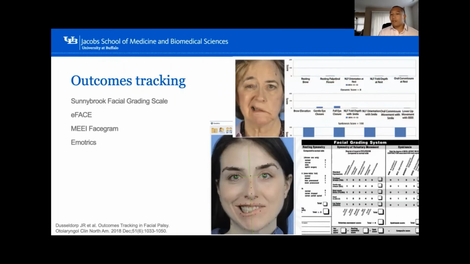There is the eFace, where it's also a visual analog scale right here, and again, graded separately. And then finally, I won't go over the MEI facegram, but there's the Emotrix, which is, I think, really cool. You can put this photo into the computer and it puts all the dots where they need to go. It's automated and it standardizes it for each photograph, and you can get all the different measurements that you need from this software.